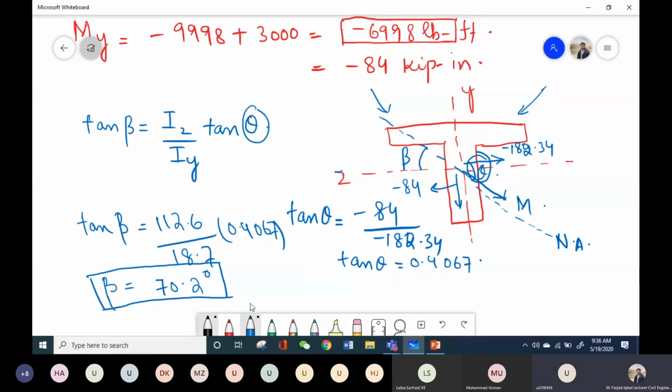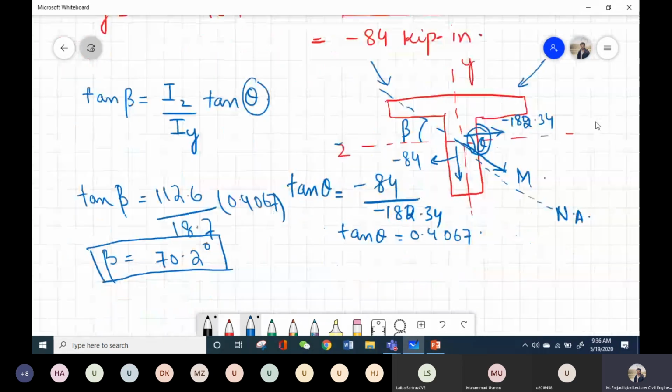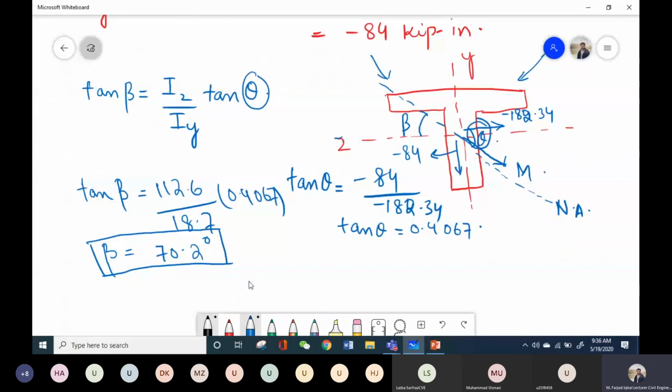Okay, so this is my angle beta, and like I told you yesterday, if the sign comes out to be positive, that will mean that the orientation that we have assumed, that is basically clockwise direction from the horizontal axis, is correct. So this is the orientation of my neutral axis in this case, or the axis at which the bending stresses or all types of bending stresses will be zero. So this was the first part of our question.